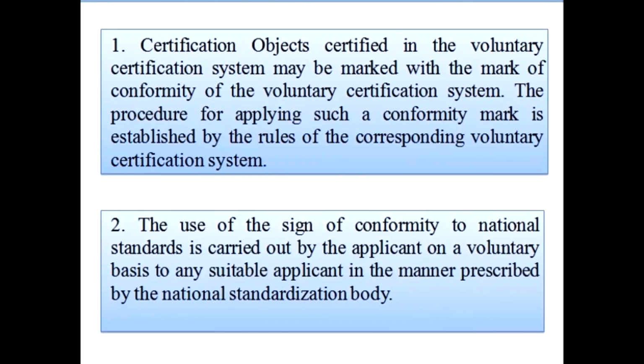The law differentiates the procedure for applying the mark of conformity of the voluntary certification system and the mark of conformity to the national standards. The first, certification objects certified in the voluntary certification system may be marked with the mark of conformity of the voluntary certification system. The procedure for applying such a conformity mark is established by the rules of the corresponding voluntary certification system. The second, the use of the sign of conformity to national standards is carried out by the applicant on a voluntary basis to any suitable applicant in the manner prescribed by the national standardization body.